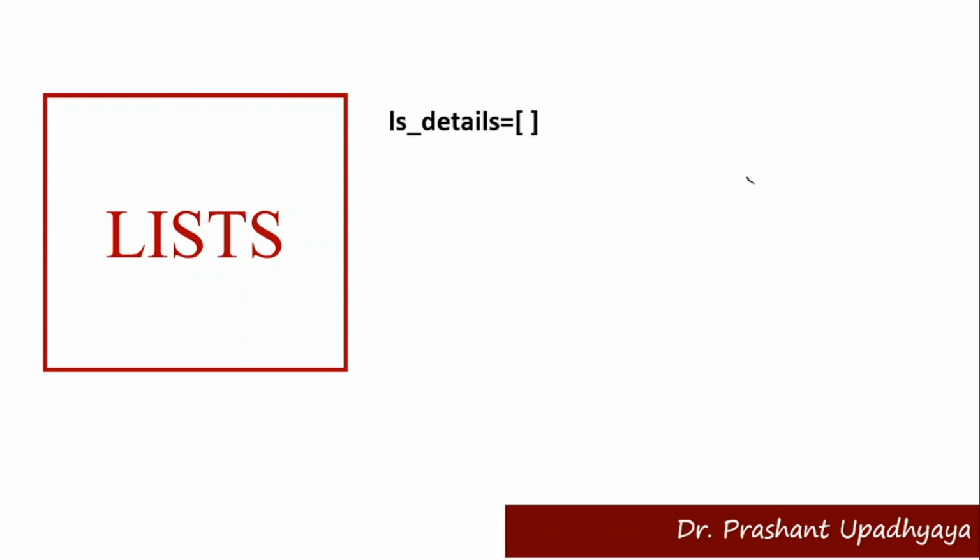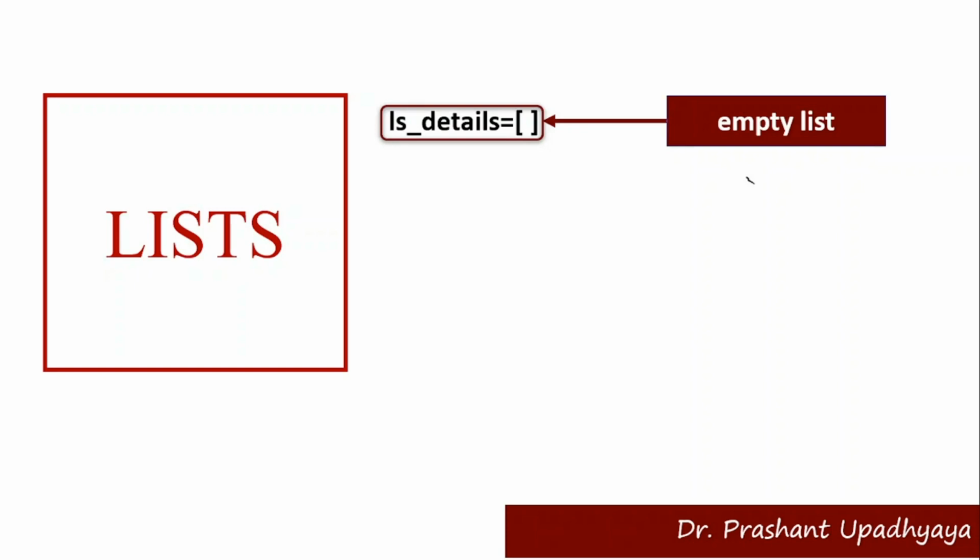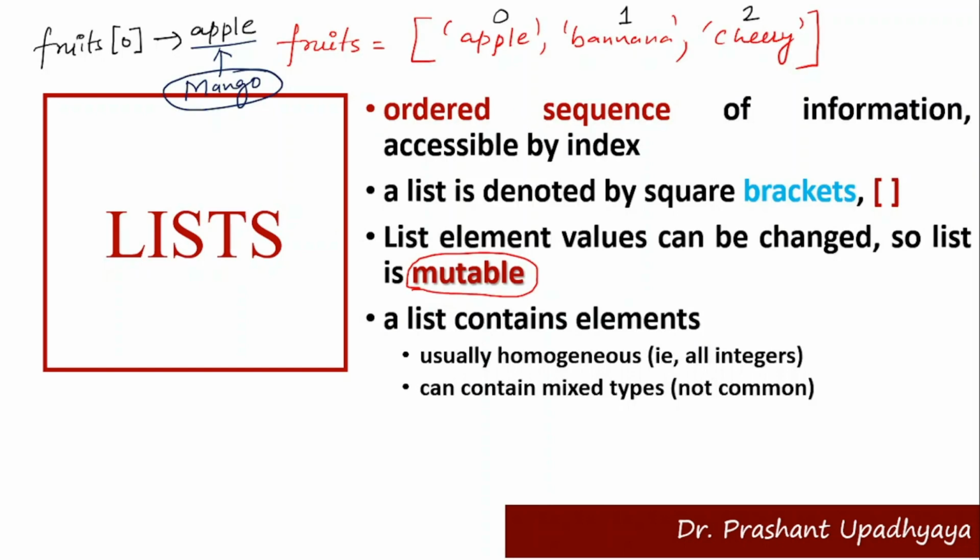Take an example where I have defined ls underscore detail as my empty list. Now I am going to write some code and we are going to see how we can make an addition of lists. And what are the different data types which we talked about in the previous slide, that we can use homogeneous or mixed data types. We are going to see it.